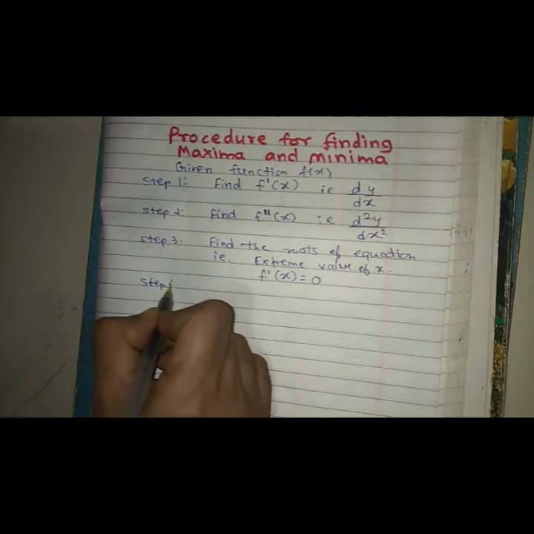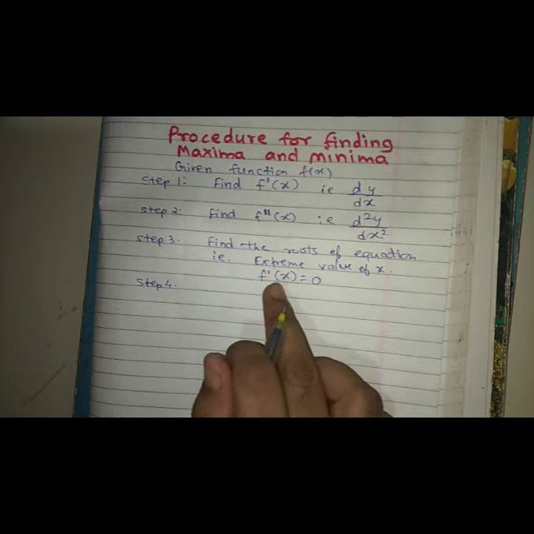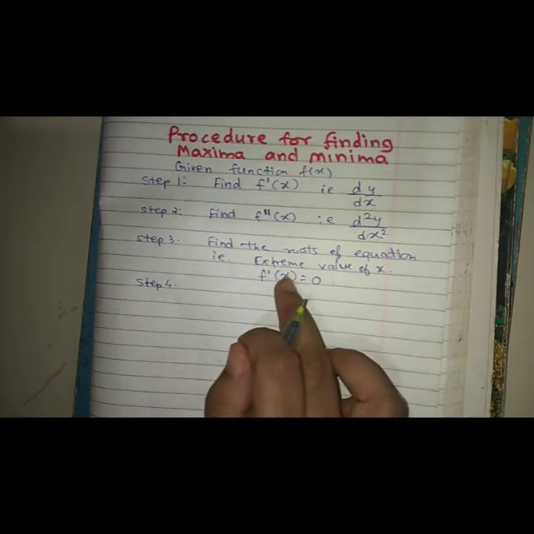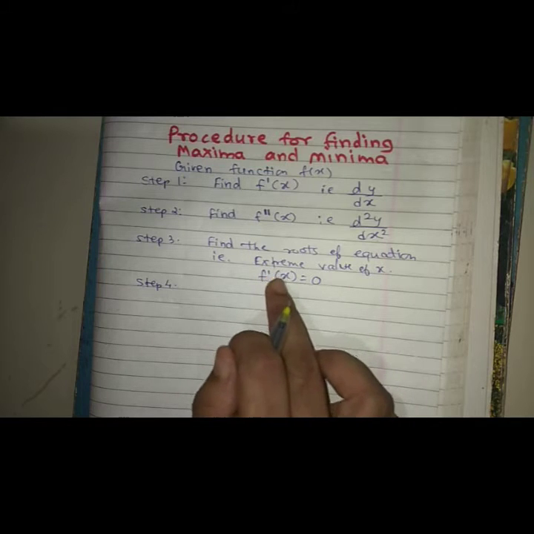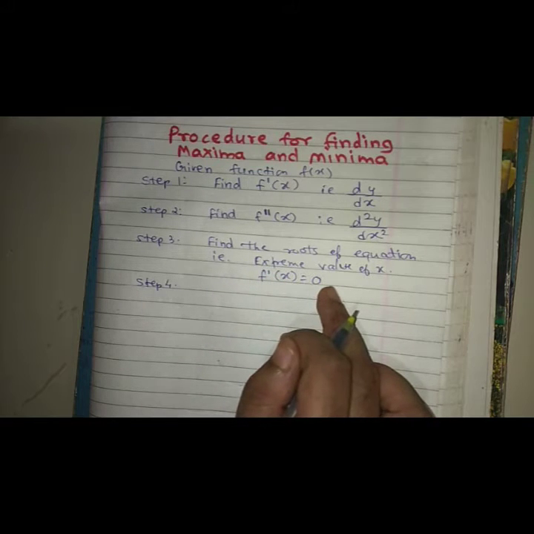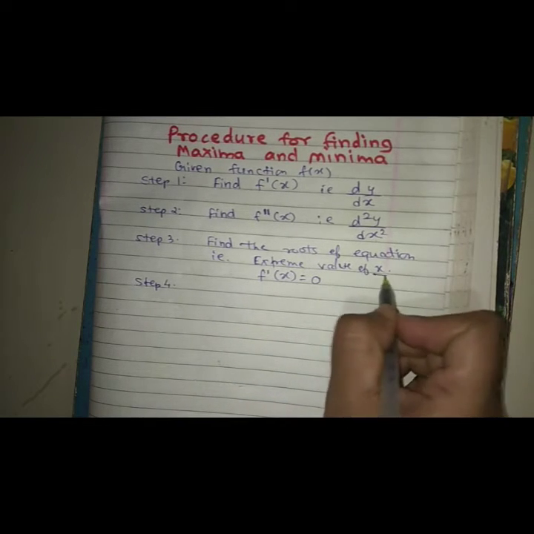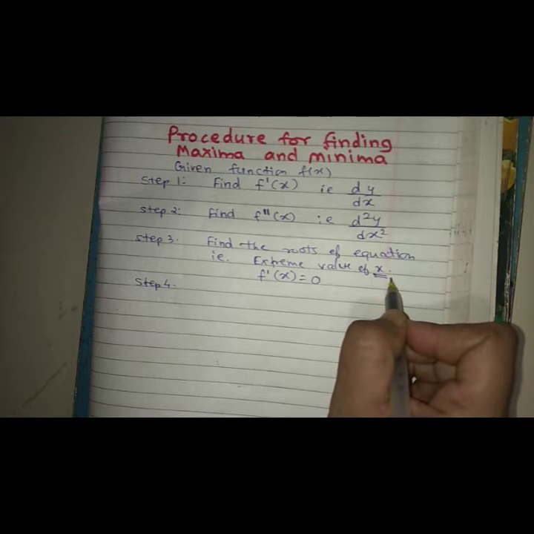Step 4. If we get the value of x, the root of the equation f dash, the first derivative, is equal to 0, we consider. From that we solve that equation and we get the value of x. If we get the value of x, after this step we have to put this value of x in another function.